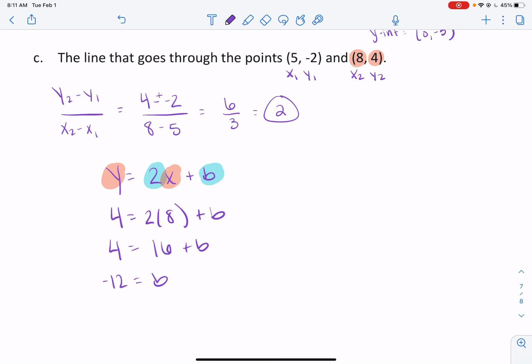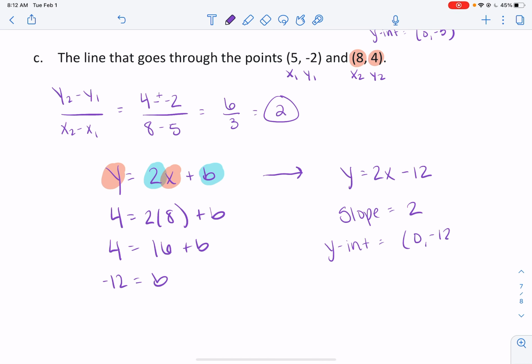So our final equation then will be y equals 2x minus 12. The slope equals 2, and your y-intercept is 0, negative 12.